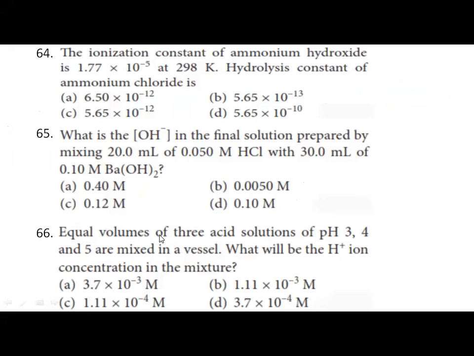Next question. Equal volumes of 3 acid solutions of pH 3, 4 and 5 are mixed in a vessel. What will be the H plus ion concentration of the mixture? See, very beautiful question. Such questions are very interesting actually. Okay. So we know that what is pH? pH is equal to minus log of H plus ion concentration. Correct? Or I can write H plus ion concentration is equal to 10 raised to minus pH. I can write it like this also.